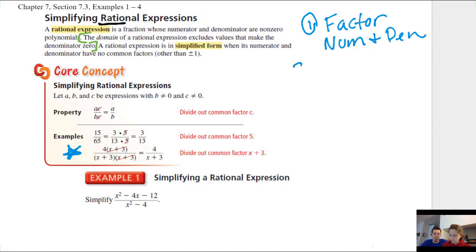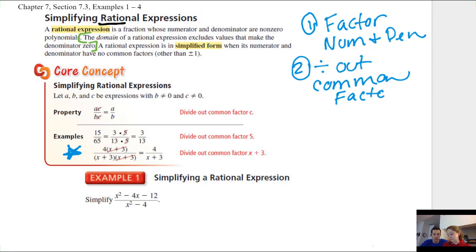Step number 2, divide out common factors. We see that occurring with the red slashes through the numerator factor of x plus 3 and the denominator factor of x plus 3. When we divide those two, we of course get 1. And we are left with 4 over x plus 3, a simplified form of the rational expression. There is one more bonus step that we're going to see in example 1.